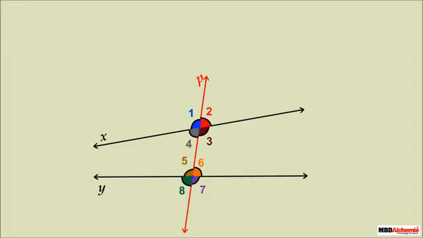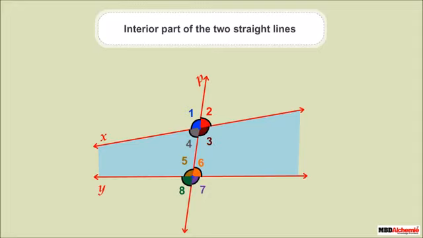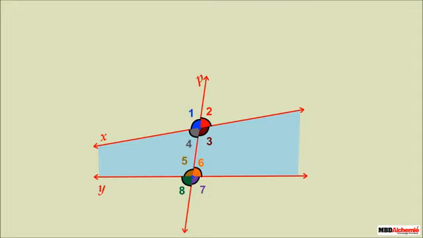Now can you shade the region which lies in between the two straight lines X and Y? Yes, this is the required shaded region which lies in between the two straight lines X and Y. Therefore, this shaded region is called the interior part of the two straight lines.